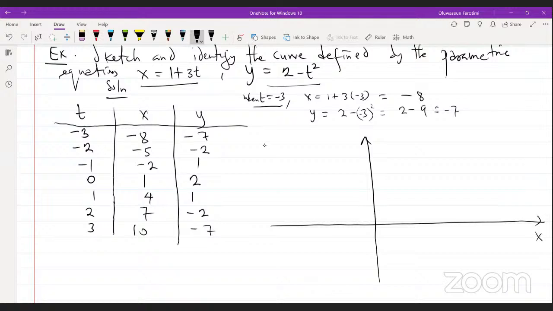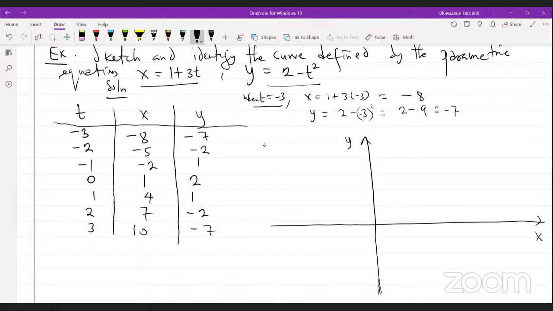Okay, remember to always label your axis. Now these guys are pairs again. They are pairs. So how do I calibrate this? When x is -8, y is -7. So that means that we can intuitively pick points.